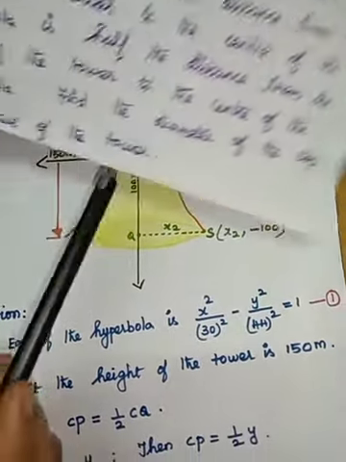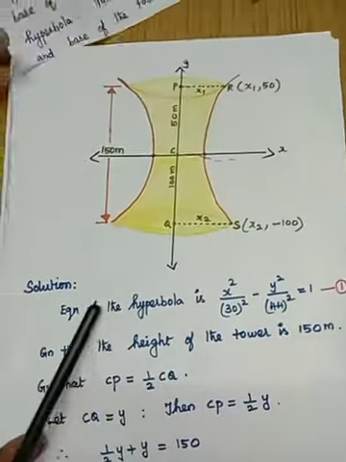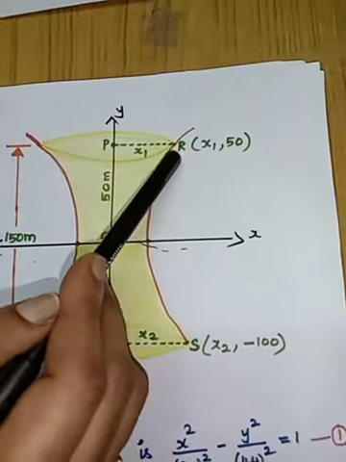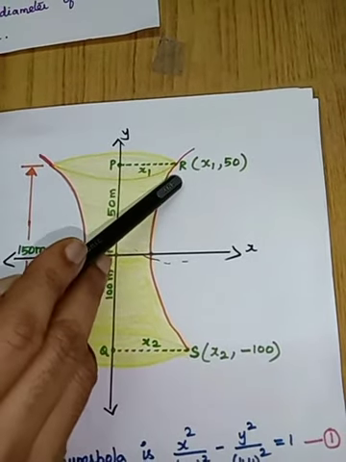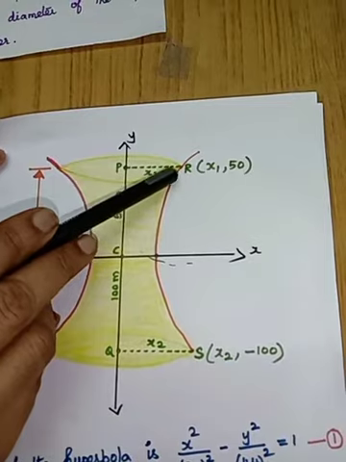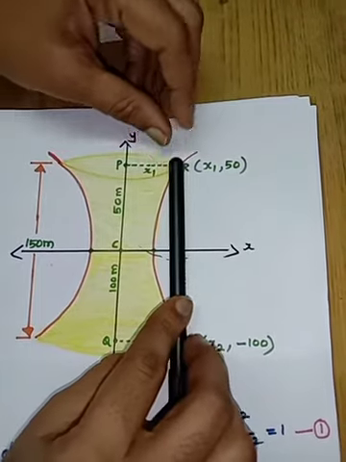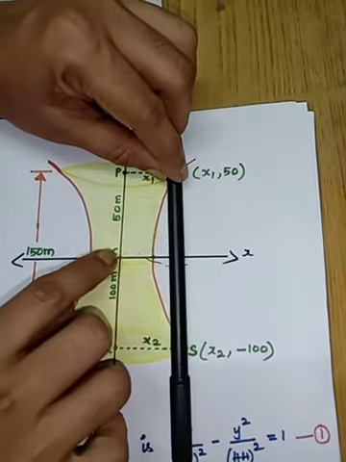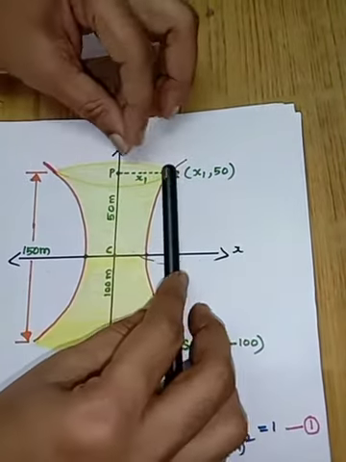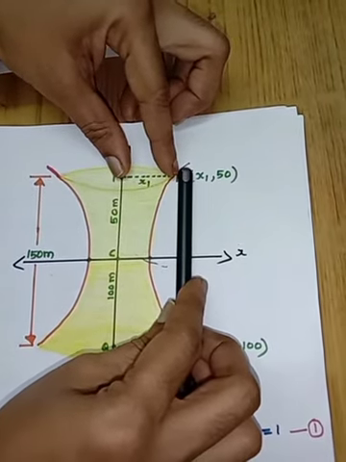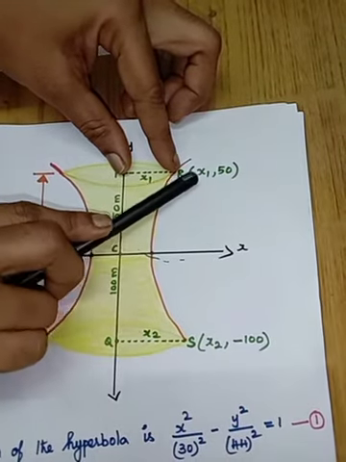But what is asked? Find the diameter of the top and base of the tower. So I'll take a point R on the hyperbola which is at the top of the tower. I'm going to find the coordinates of this point R. First I'm going for the x coordinate. Look at this: I draw the perpendicular from R to the x axis. This distance is the x coordinate of R, so this distance is equal to PR. That only we have to find. So I'm going to take this as x1. So R point is x1.